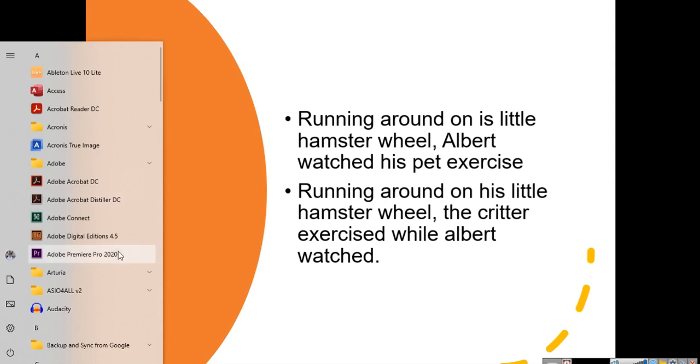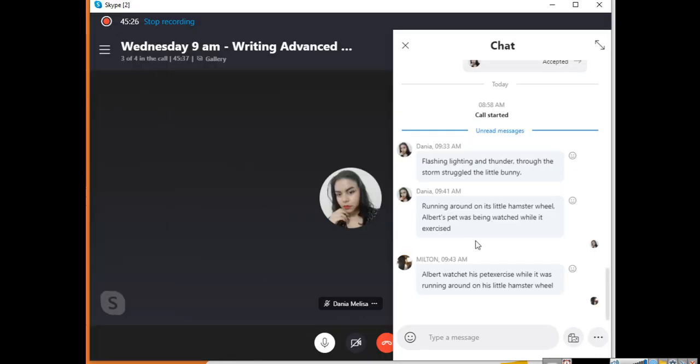Now let's look at your answers. First, Dania. Running around on his little hamster wheel. Very good, because we still need to keep that descriptive phrase, modifier phrase, I'm sorry. Albert's pet was being watched while it exercised. Very good. You're making sure that it was the pet who was running around on his little hamster wheel. This is perfect.